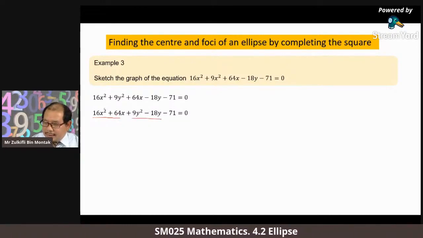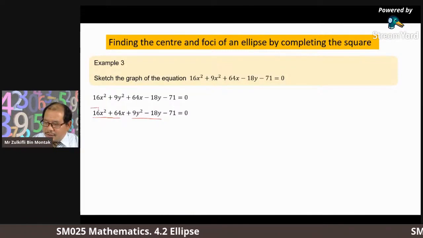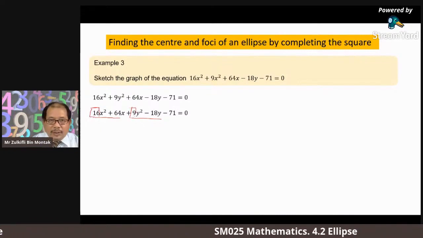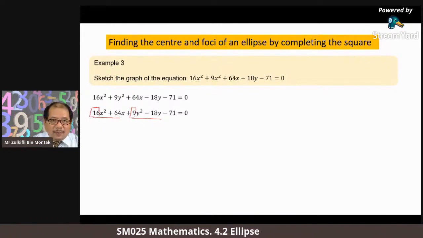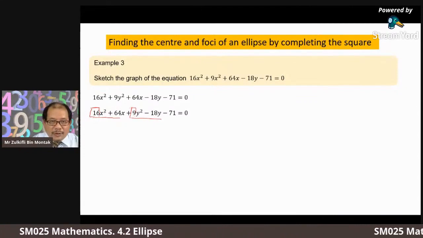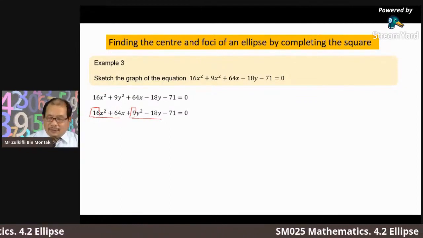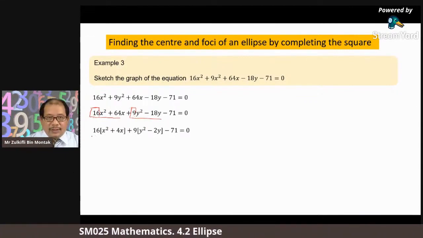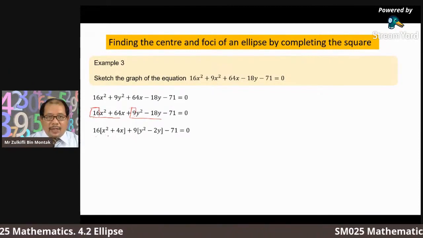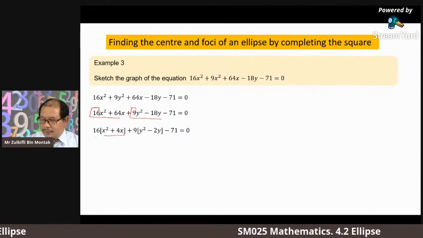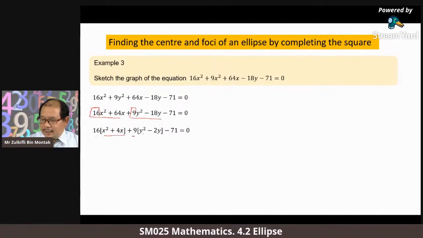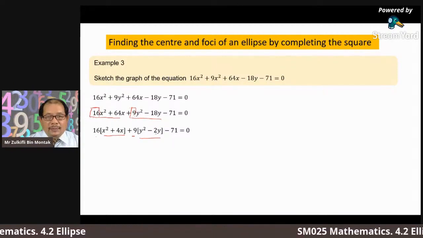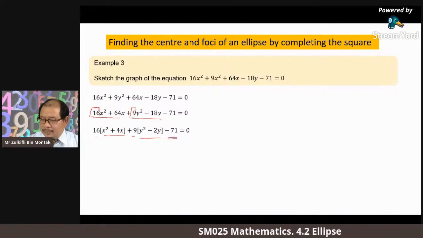Now look at the coefficient for x squared. The coefficient for x squared equals 16, and the coefficient for y squared equals 9. In order to use completing the square, the coefficient for x squared should be equal to 1. So first we factorize 16: 16 times (x squared plus 4x). And then 9, you factorize 9 here: y squared minus 2y. And then minus 71.